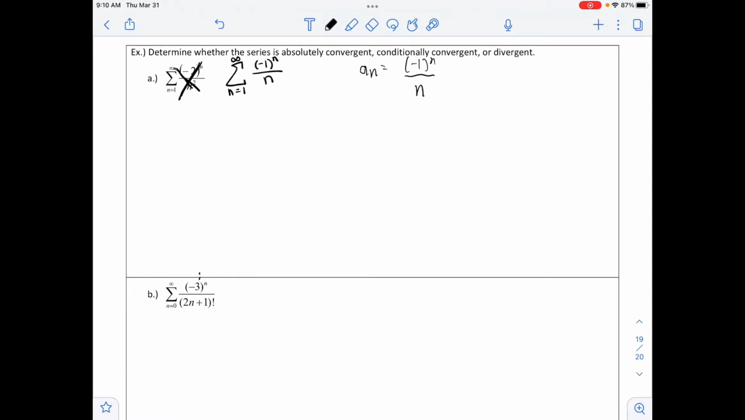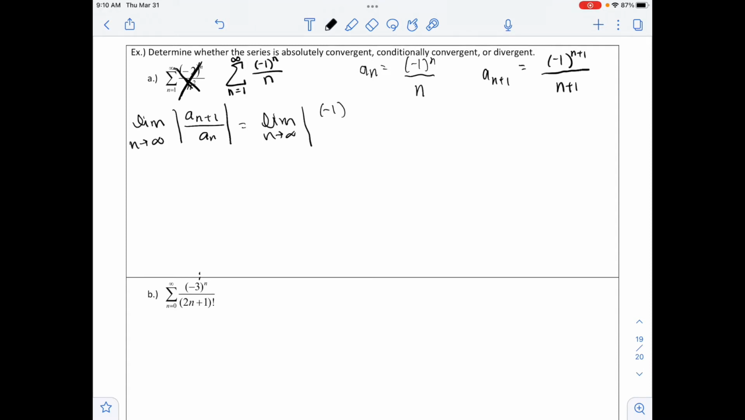The ratio test says that we're going to be looking at the limit as n approaches infinity of the absolute value of a sub n plus 1 over a sub n. And so we have a sub n written down. Let's talk about a sub n plus 1, which is instead of the nth term, it's the n plus 1 term. So we have negative 1 to the n plus 1 divided by n plus 1. And so we're going to have the limit as n approaches infinity of the absolute value of a sub n plus 1, which is negative 1 to the n plus 1, all over n plus 1.